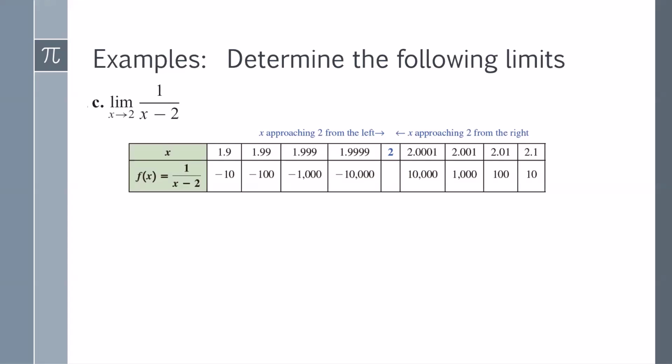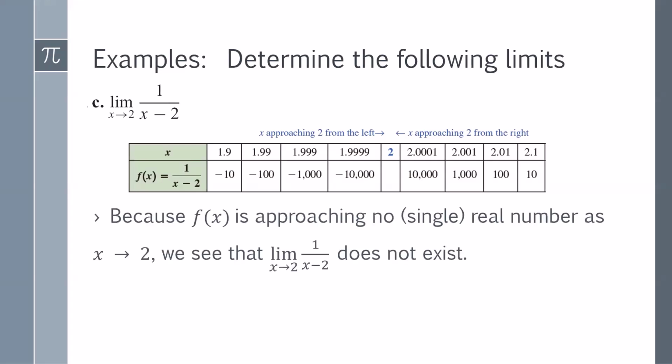So it looks like the values that are less than 2 are going down to -infinity, and the values that are a little bit bigger than 2 look like they're going up to +infinity. But again, we note that f of x is not approaching a single real number when x goes to 2, so that the limit as x approaches 2 of 1 over x minus 2 won't exist.